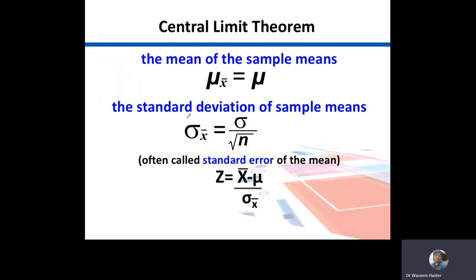According to the central limit theorem, the mean of the sample means is equal to the population mean, or the mean of the means is the mean. The other interesting point was that the standard deviation of sample means can be estimated by sigma x bar, which is equal to the standard deviation divided by the square root of n, where n is the sample size. This is often called the standard error of the mean.